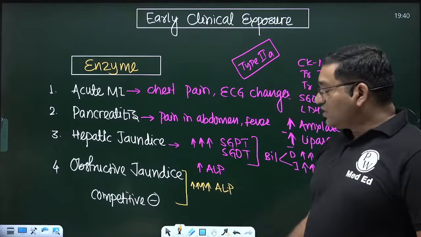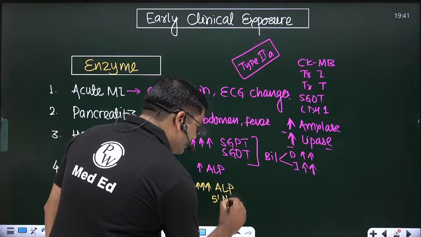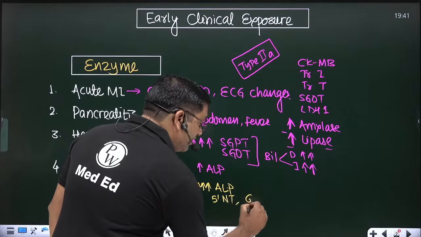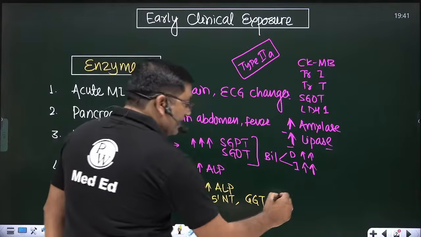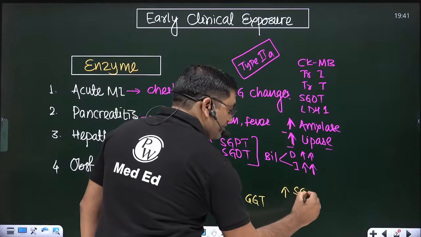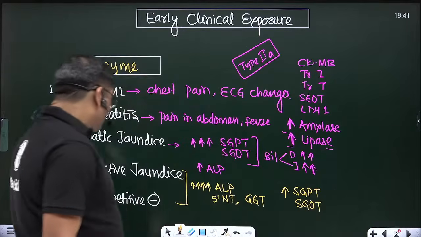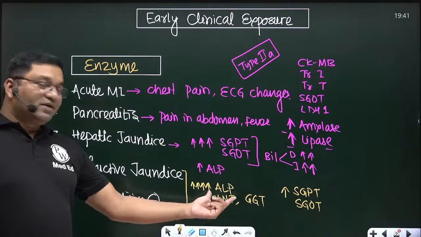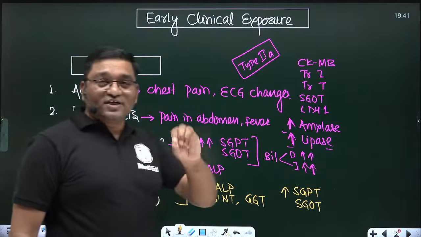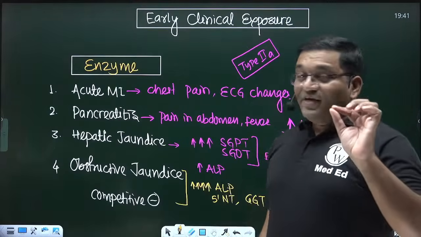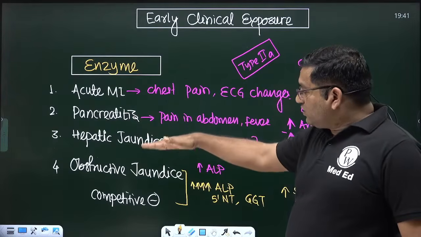So marked increase in alkaline phosphatase activity, then increase in 5' nucleotidase, then increase in gamma glutamyl transferase activity, and slight increase in SGOT and SGPT. So these are the laboratory tests in obstructive jaundice. So these are the 4 important clinical cases from the enzyme topic: acute myocardial infarction, pancreatitis, hepatic jaundice, obstructive jaundice.